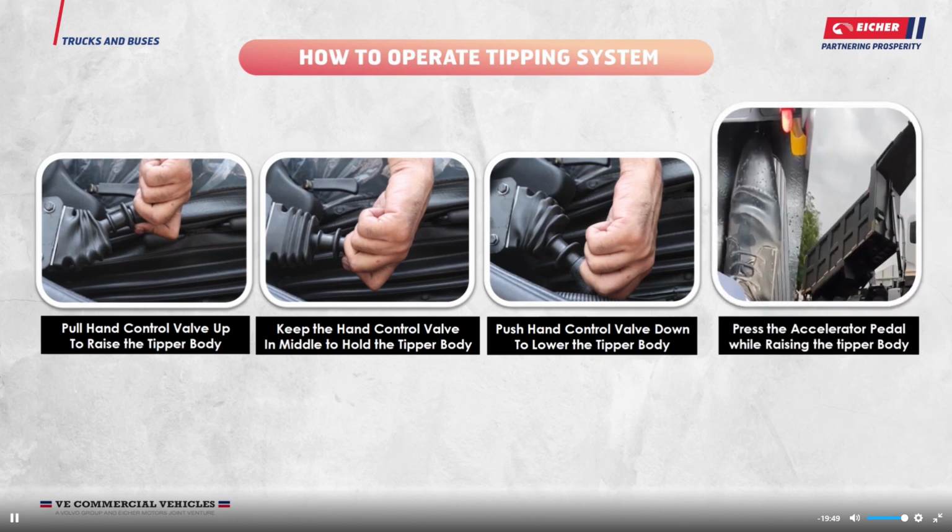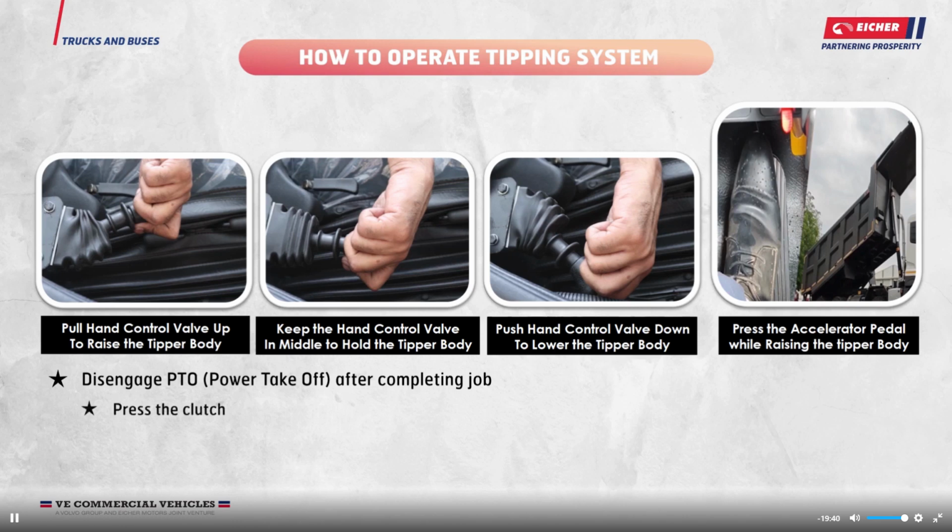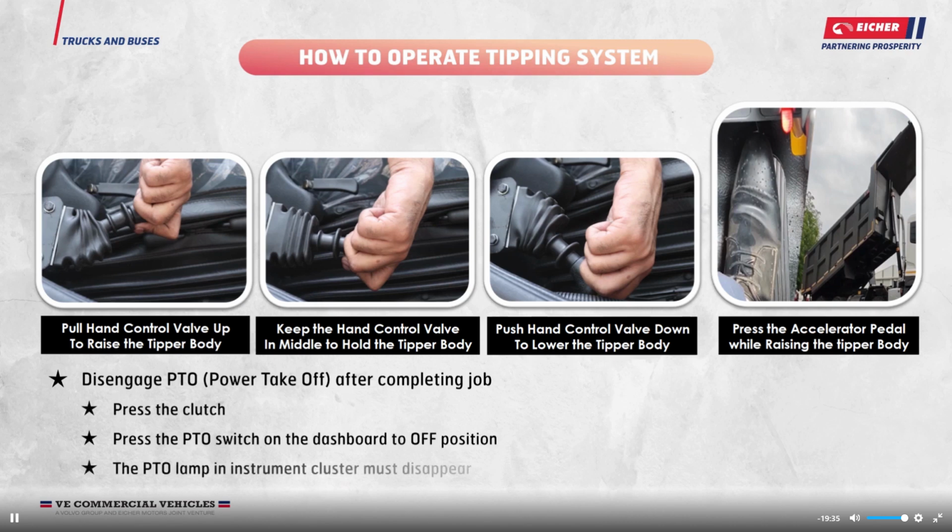Press the accelerator pedal while raising the tipper body. Disengage power takeoff or PTO after completing job. Press the clutch. Press the PTO switch on the dashboard to off position. The PTO lamp in the instrument cluster must disappear.